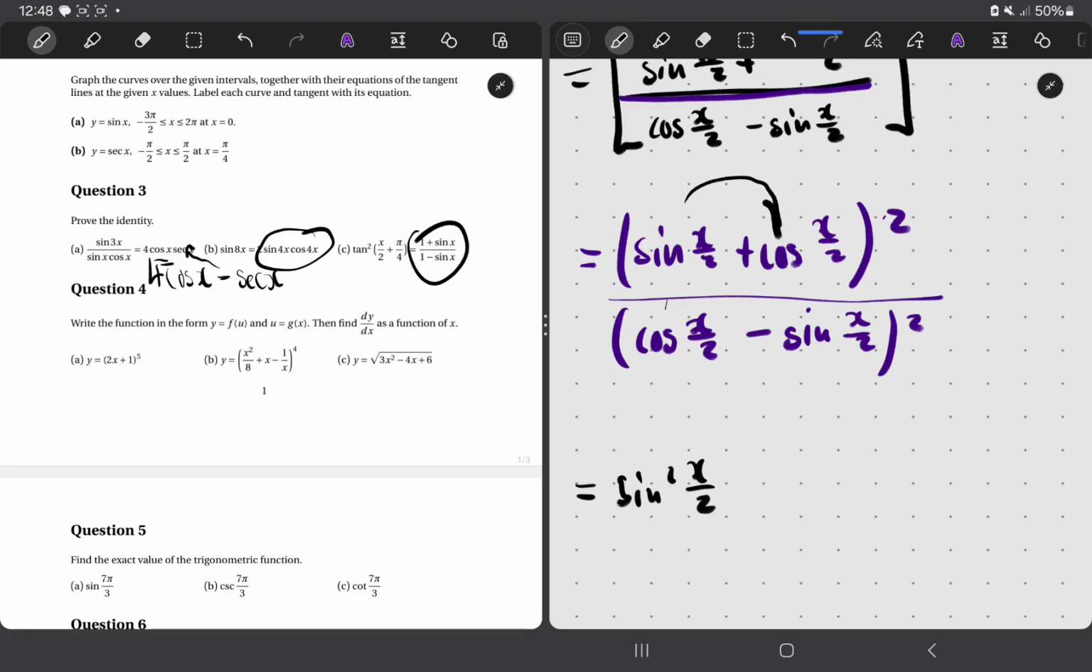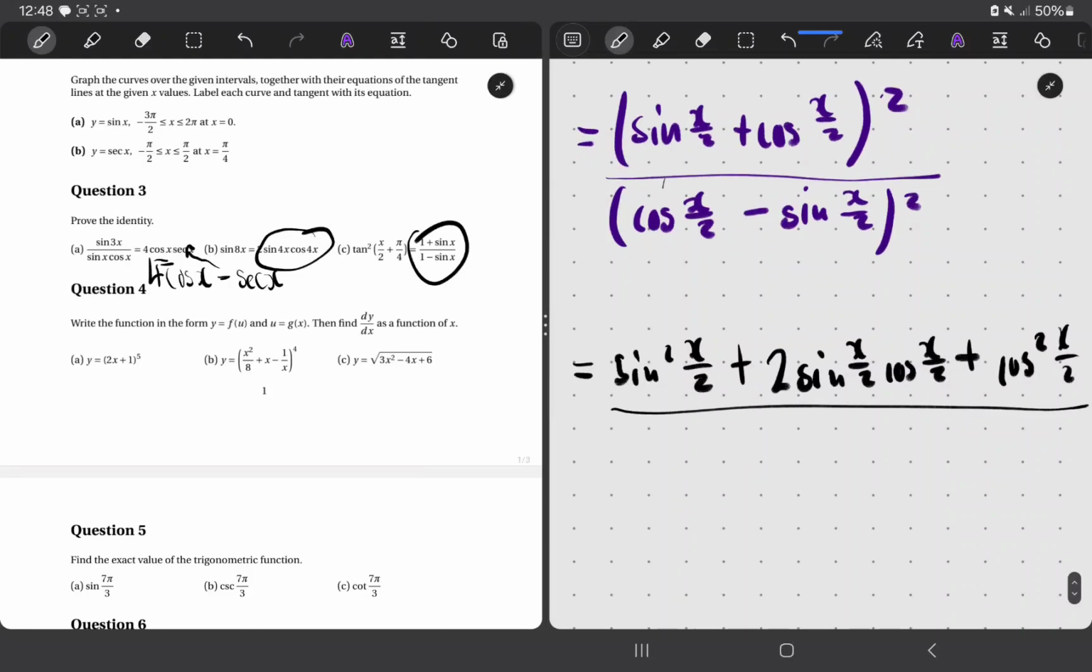You multiply them together, then you multiply by 2. So it's going to be plus 2 sine x over 2 cos x over 2. Plus you square the last term. This becomes cos squared x over 2. All over, in the denominator, what do we have now?